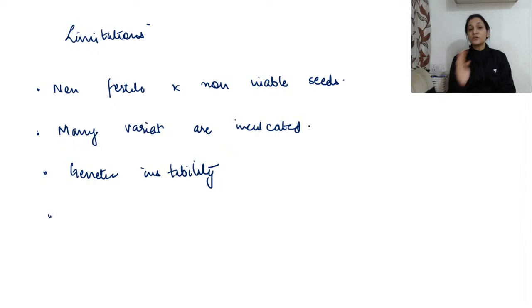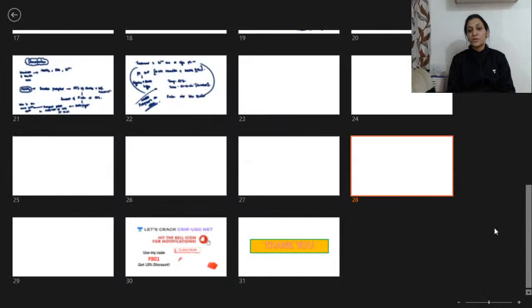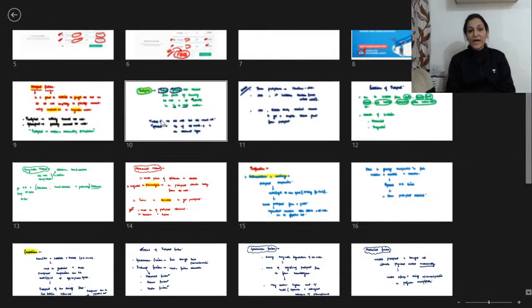Then there is no certainty regarding the expression of any specific character; there is no surety. There are limitations in the selection of hybrids as many of them are not efficient. Then somatic hybridization between two diploids and formation of amphidiploid is not favorable. That is why haploid protoplasts are preferred over diploid protoplasts. So these are some of the limitations associated with the topic we have seen.